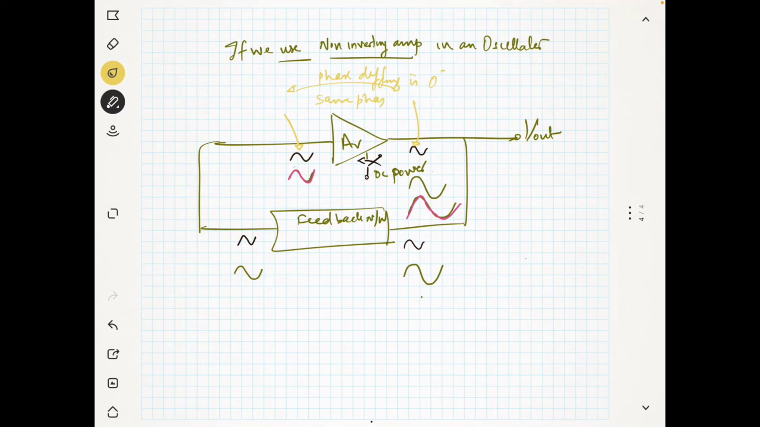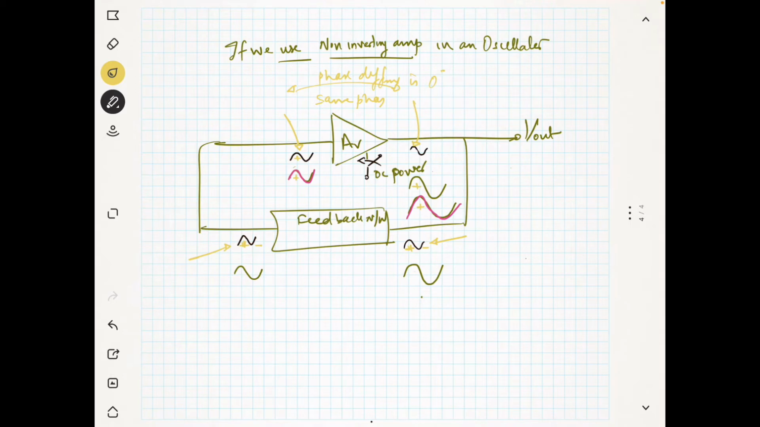That means if this is positive, you can see that the output is positive. If this is positive, you can see that the output is positive here. So both are at the same phase, and also at the feedback network, this is the input and this is the output for the feedback network. Whenever the input is positive, the output is also positive. When the input is negative, the output is also negative.